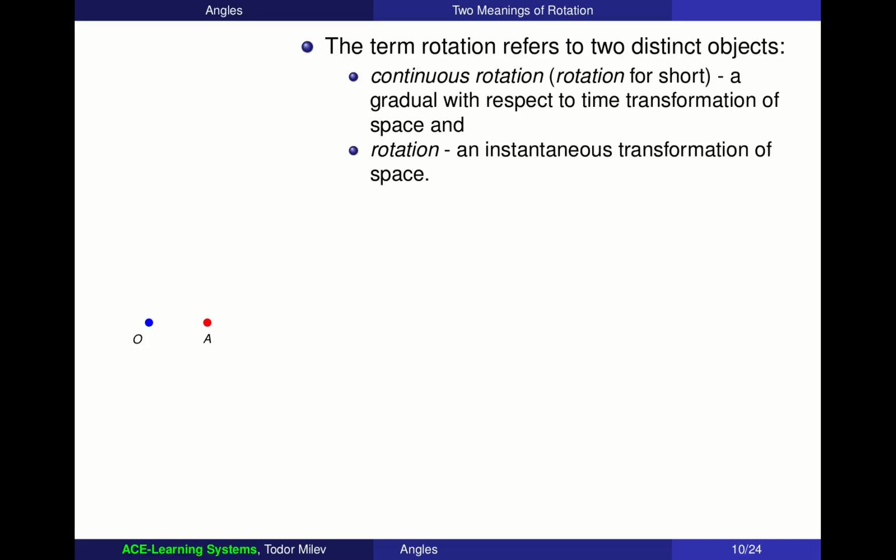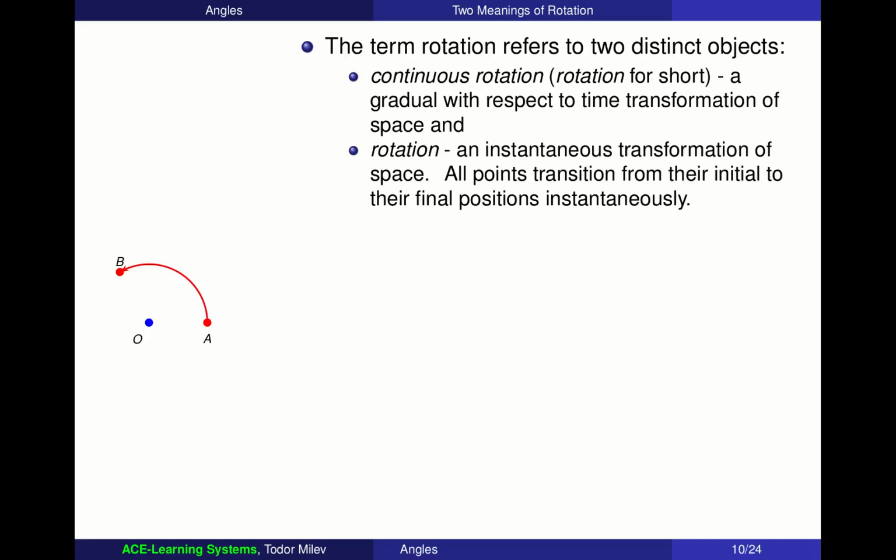And then there is a second meaning of the word rotation, which is an instantaneous transformation of space. Whether you carry out a continuous rotation or an instantaneous rotation, the end result is the same. However, when you have a non-continuous rotation, the transformation is instantaneous. There is no time. The point A somehow teleports, if you will, to its position point B. There is no time involved. Everything happens in the same time frame.